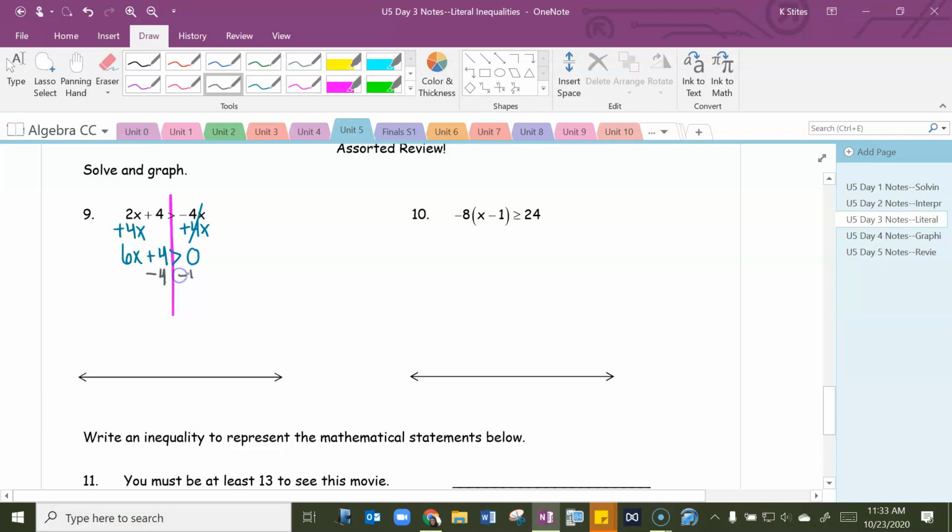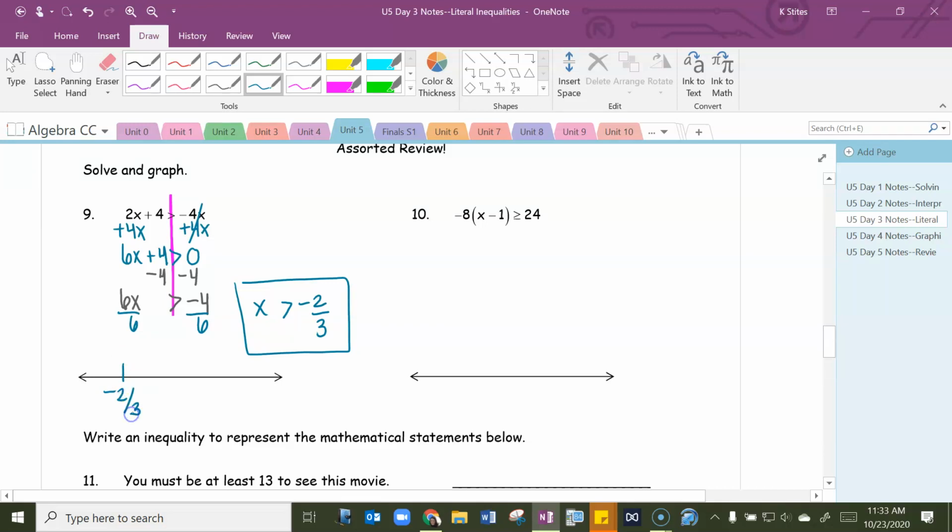Now we'll have to subtract our 4. 0 minus 4 is -4. And then finally we can divide by 6. And we should simplify that. It will become a -2/3. Notice we did not flip our symbol because we divided by a +6. So when you graph this, your -2/3 is going to come first because it's a negative. Then put your 0, open dot, and we're going to the right.